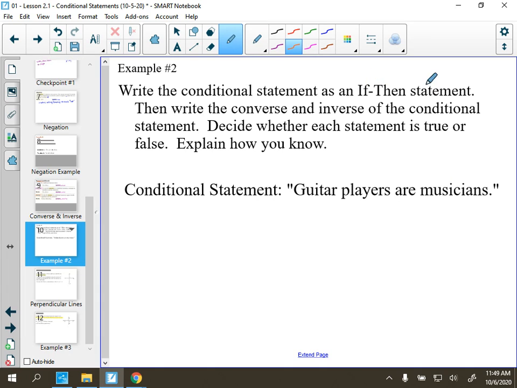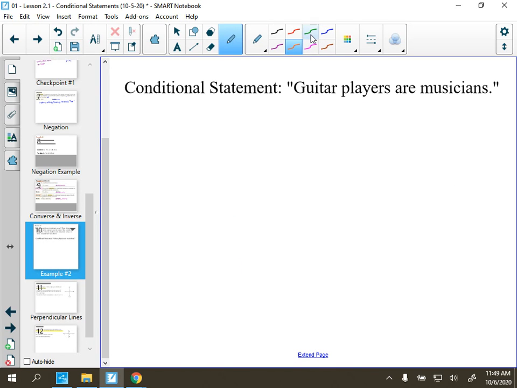The first thing it's asking us to do is turn that into an if-then statement. So that's kind of a repeat skill that we talked about earlier. Based on that, then, write the converse and inverse of that conditional statement. And then we'll do this element of you decide whether each statement is true or false and explain how you know. All right, so let's start at the top here. If I ask us to turn this into an if-then statement, I think we can do that.